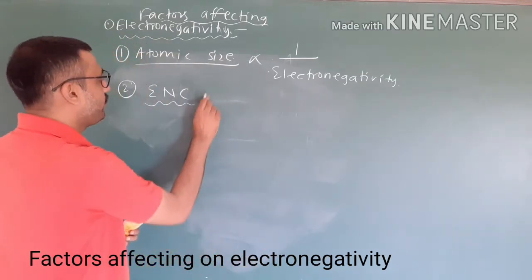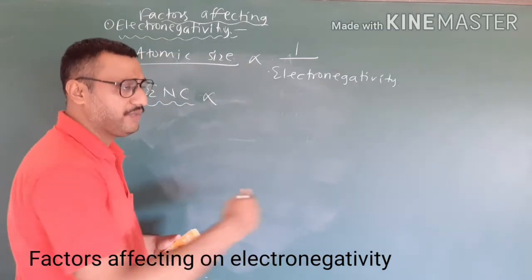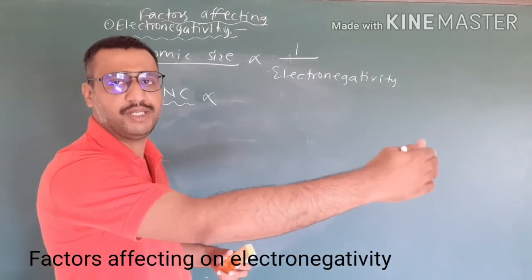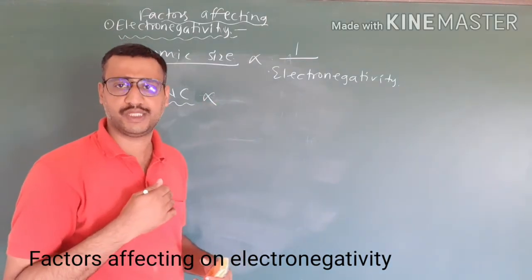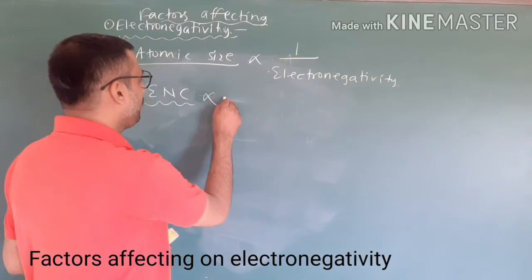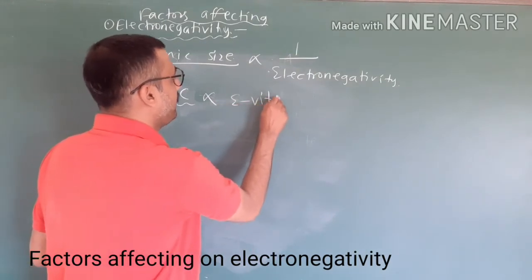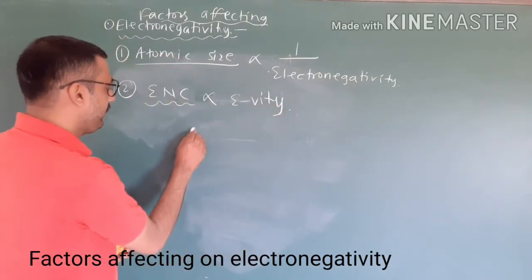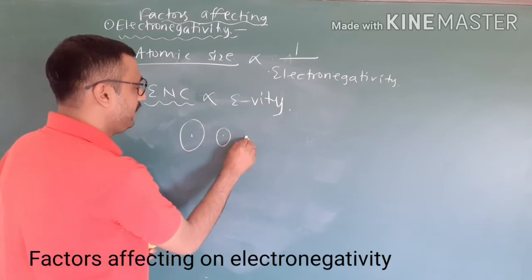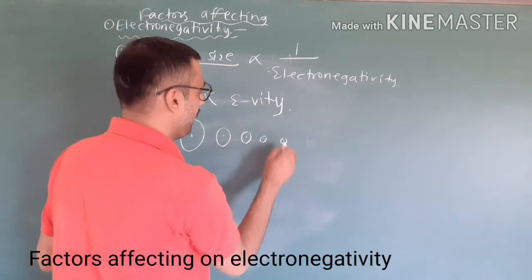So as the effective nuclear charge increases, what does it mean? The ability of the nucleus to pull electrons towards itself also increases. So electronegativity is directly proportional to the effective nuclear charge. Let's take an example of lithium, beryllium, boron, carbon, nitrogen.